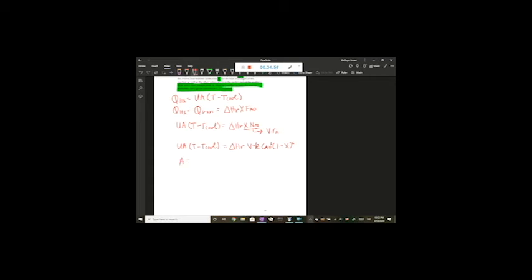From here, A is going to be equal to delta HR V K Ca naught squared (1 minus X) squared, divided by U times (T minus T cool).